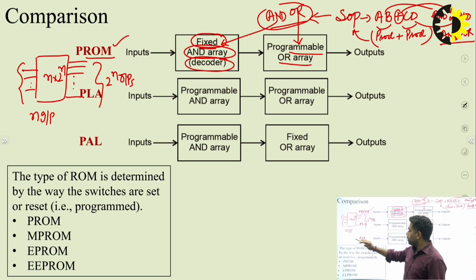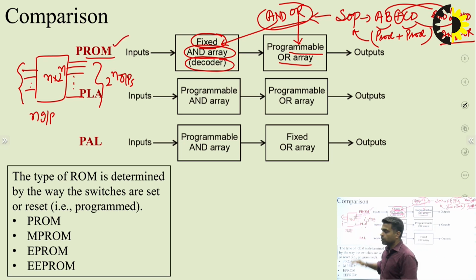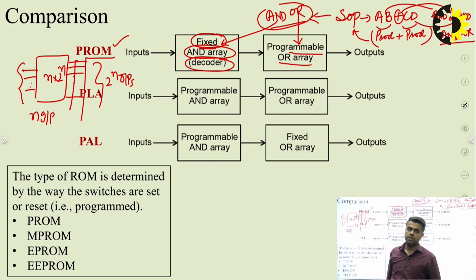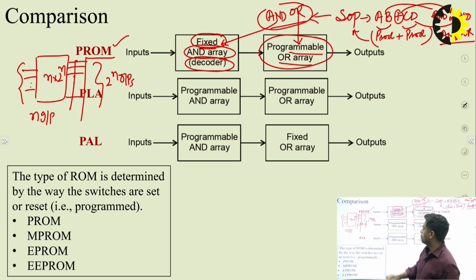Once the outputs of the decoder are available to me, I can use OR gates as per my convenience. How many OR gates I want to use and what all will be the inputs of those OR gates is programmable. That's why we have mentioned here programmable OR array.